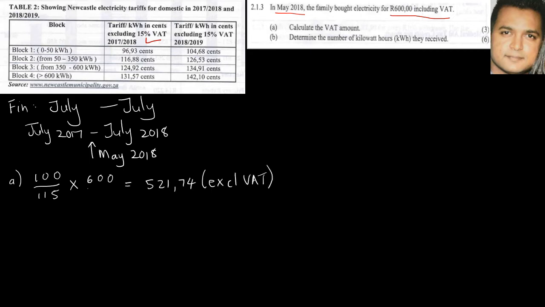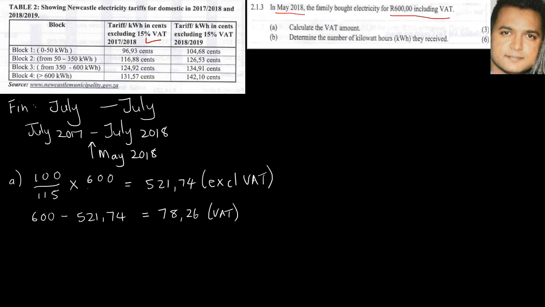So what I need to do is take the 600 and subtract the 521,74, and it will give me only the VAT amount, which is 78 Rand 26 cents. So this is only the VAT amount. Okay, so that's the first question, A.